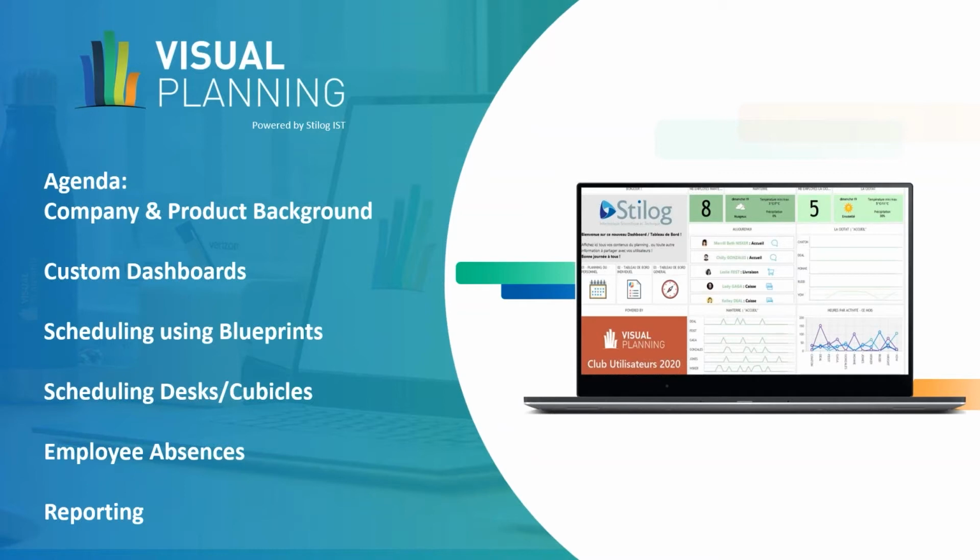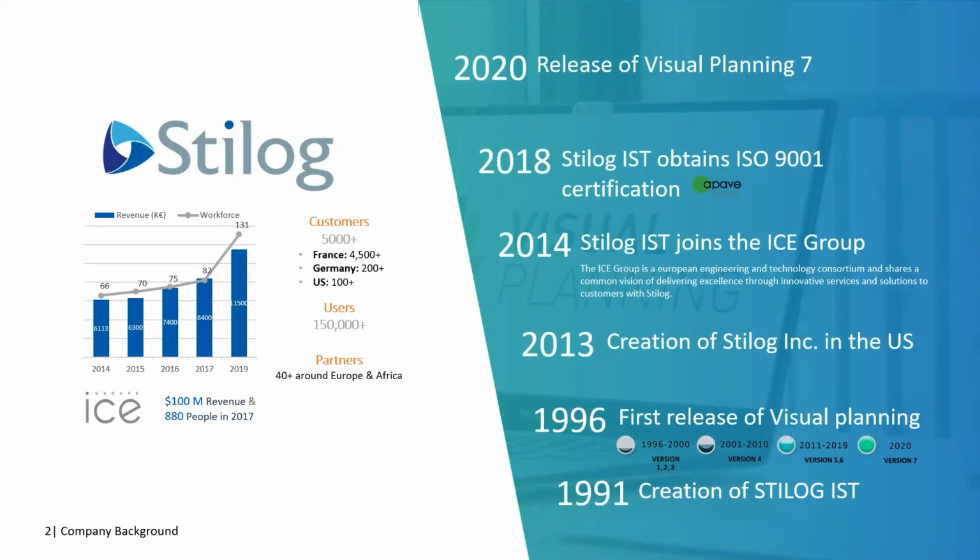STILOG is a developer of visual planning software and was established in 1991. STILOG strives to bring best-of-class technologies and expertise to our customers around the globe to help them achieve their goals through productivity, quality, and reliability. Visual planning was first released in 1996. Since then, STILOG has continued to be a market leader in innovation while enhancing visual planning's features to stay ahead of industry trends and demands. There are over 5,000 customers and 150,000 worldwide users utilizing visual planning today.